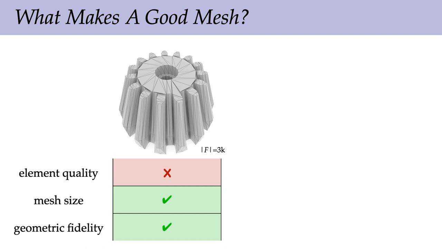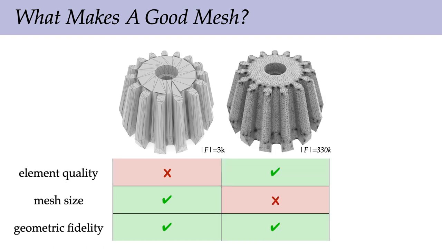Consider this gear. It's a fine surface, but I wouldn't want to compute with it. The element quality is awful. All those sliver triangles could cause serious issues when performing numerical computations on this mesh. And this gear? Well, there are just way too many faces. Even the simplest computation will take much longer if you make the mesh 100 times bigger.